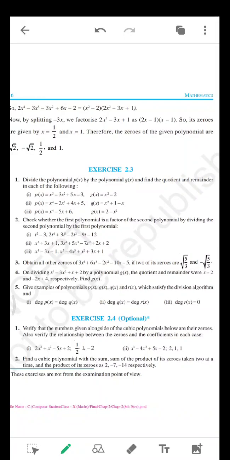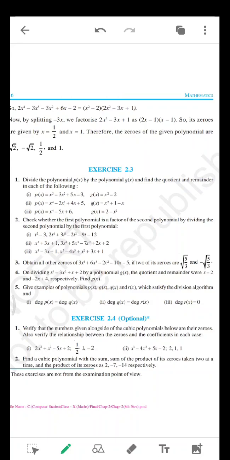Today we are going to see exercise 2.3 of chapter polynomials. The first question says divide the polynomial p of x by the polynomial g of x and find the quotient and remainder in each of the following.